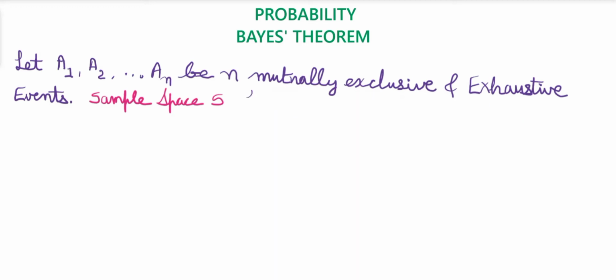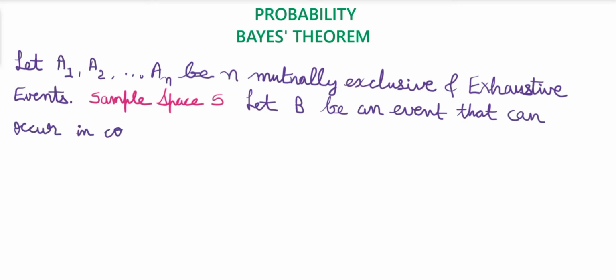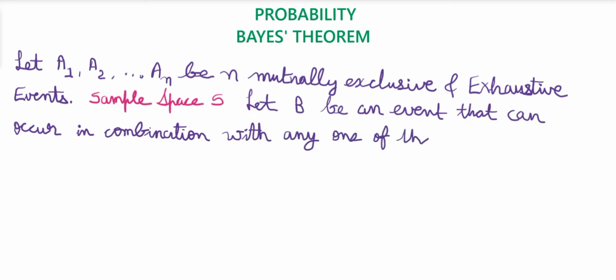Let's continue the statement. We have the other event B that can occur in combination with any one of these events A1, A2 up to An, and the probability of B is not equal to 0.